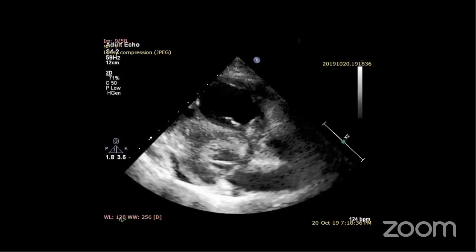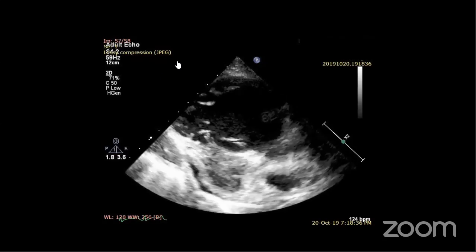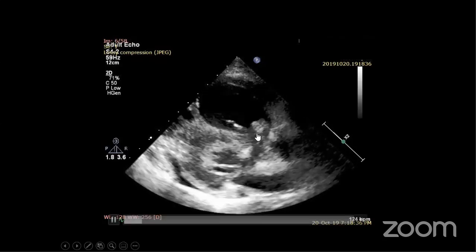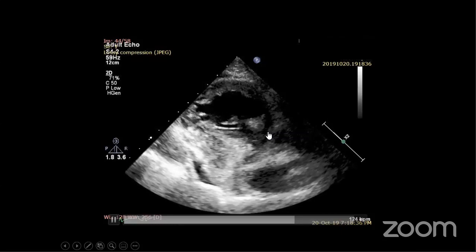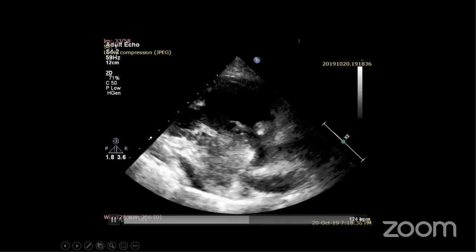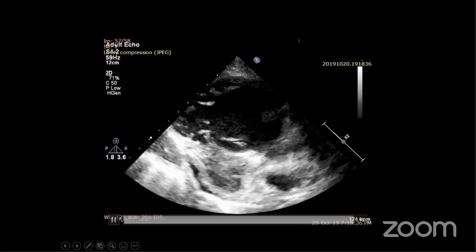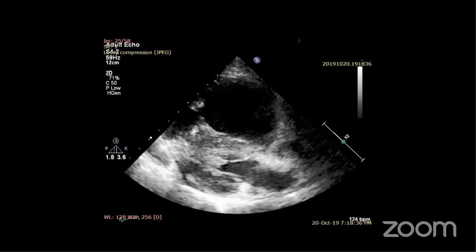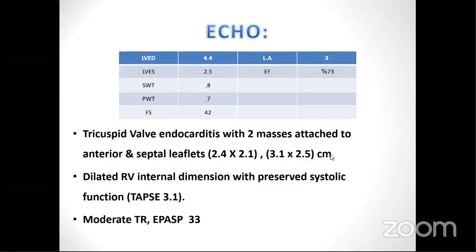This is a picture of his transthoracic echo showing this very large vegetation. He actually had 2 vegetations attached to the septal and anterior tricuspid leaflets, associated with severe tricuspid regurgitation. He had a dilated right ventricle but with preserved systolic function. The EF was 63%. He had moderate tricuspid regurgitation, and his estimated pulmonary artery pressure was 33 millimeters mercury.